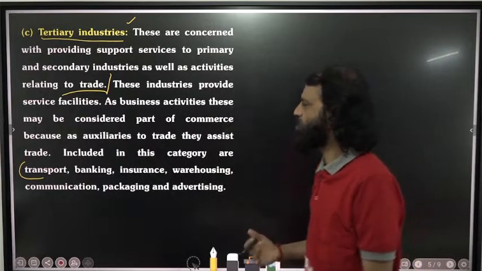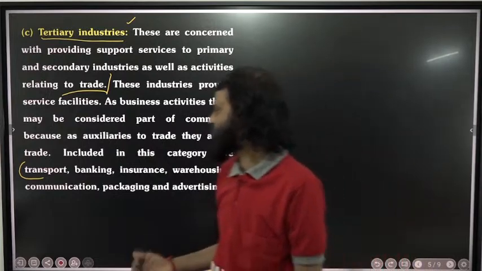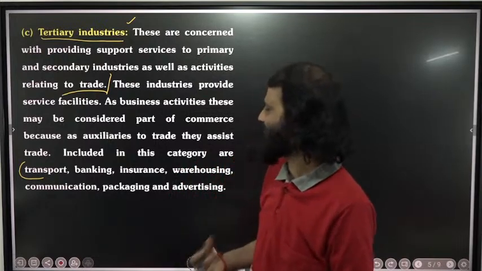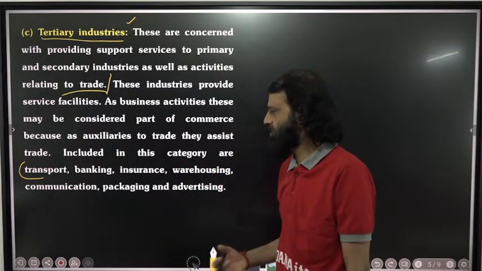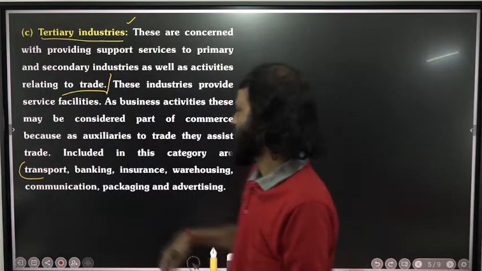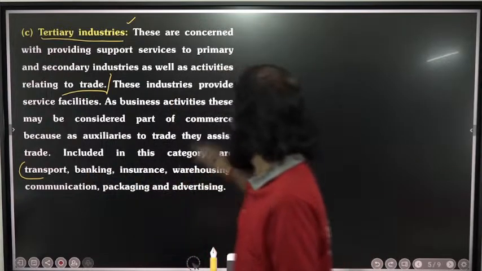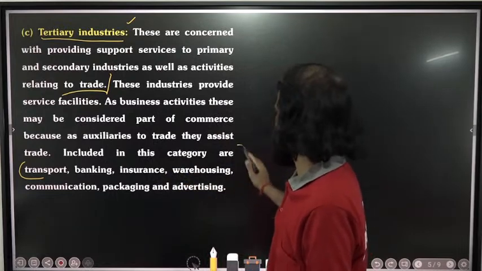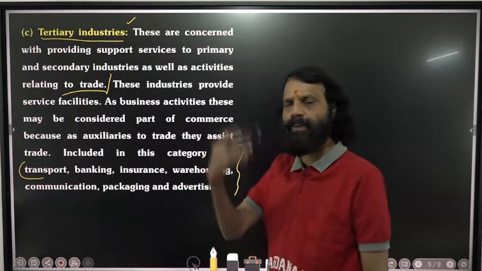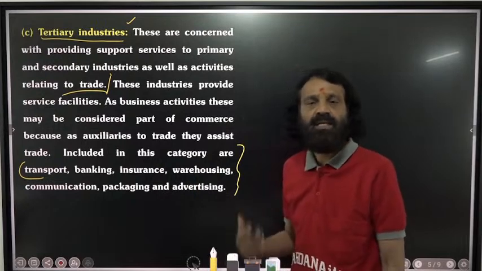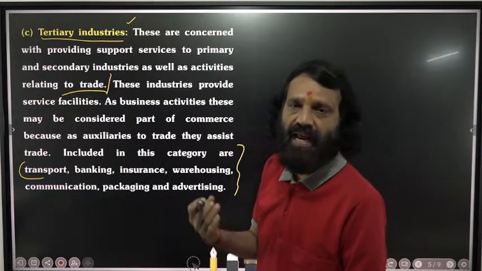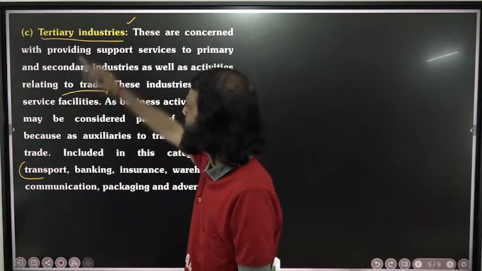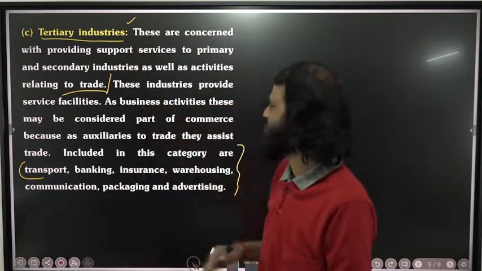They are promoting, guiding, and assisting the primary industries and secondary industries. Also they are creating new business and new commerce in the market: transport, banking, insurance, warehousing, communication, packaging and advertising, etc. are an integral part of business and support the primary and secondary industries. So these come under the category of tertiary industries.